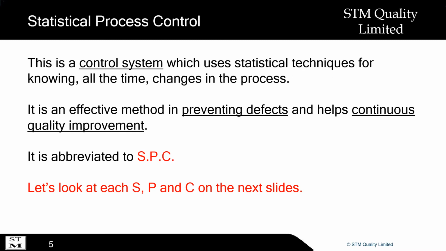This is a control system which uses statistical techniques for knowing, all the time, changes in the process. It is an effective method in preventing defects and helps continuous quality improvement. It is abbreviated to S.P.C. Let's look at each S, P and C on the next slides.